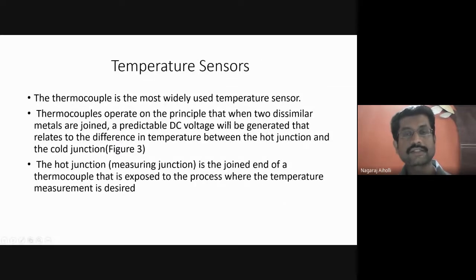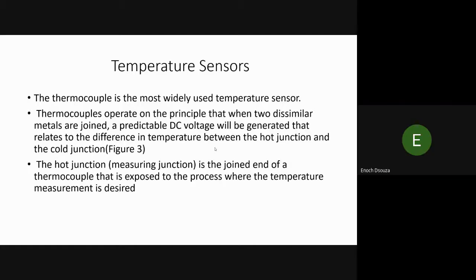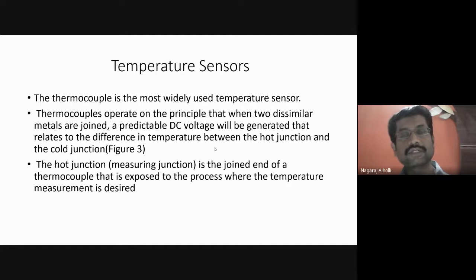Next one is temperature sensor, students. This temperature sensor we had come across when we were discussing in module 1. Do you remember which temperature sensor that was? Thermocouple. Yes, thermocouple, it is the most widely used temperature sensor. This thermocouple consists of two metals.